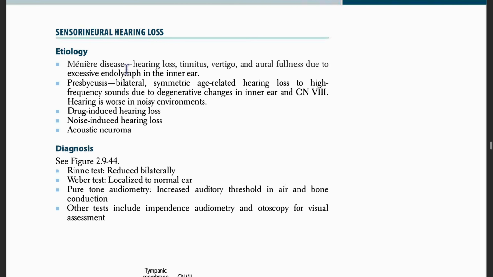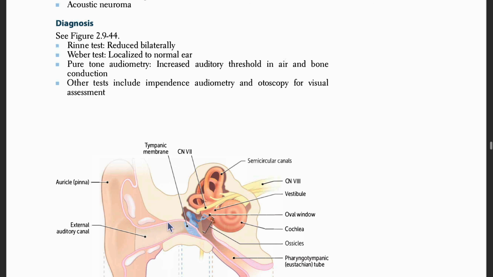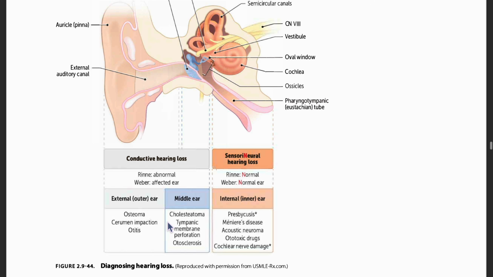Sensorineural hearing loss. Etiology could be any of these: Meniere's disease, hearing loss, tinnitus, vertigo, and aural fullness due to excessive endolymph in the inner ear. Presbycusis, bilateral symmetric age-related hearing loss to high-frequency sounds due to degenerative changes in the inner ear and cranial nerve 8. Hearing is worse in noisy environments. Drug-induced hearing loss, noise-induced hearing loss, and acoustic neuroma. Diagnosis: see figure 2.944.